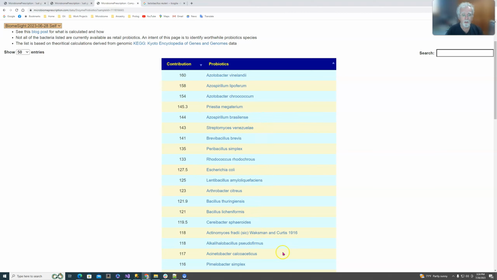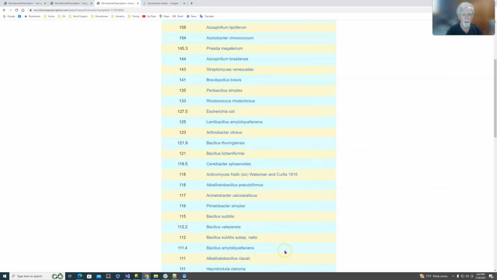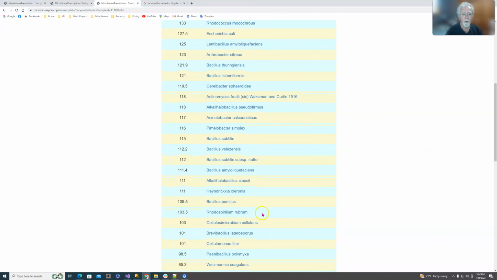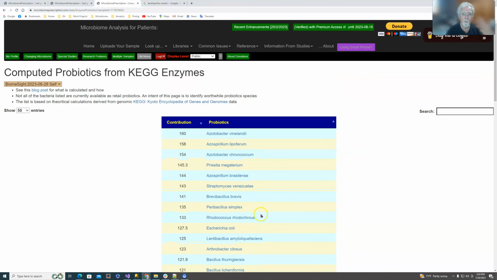But I also check to see if anything else in the top list is common. We see Bacillus subtilis is on the list. But generally the numbers are relatively low, which means I tend not to put as much weight on them as on the other thing.